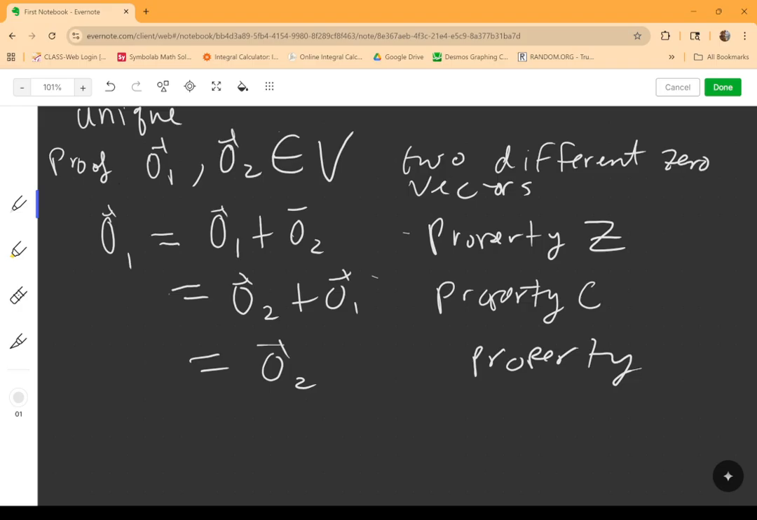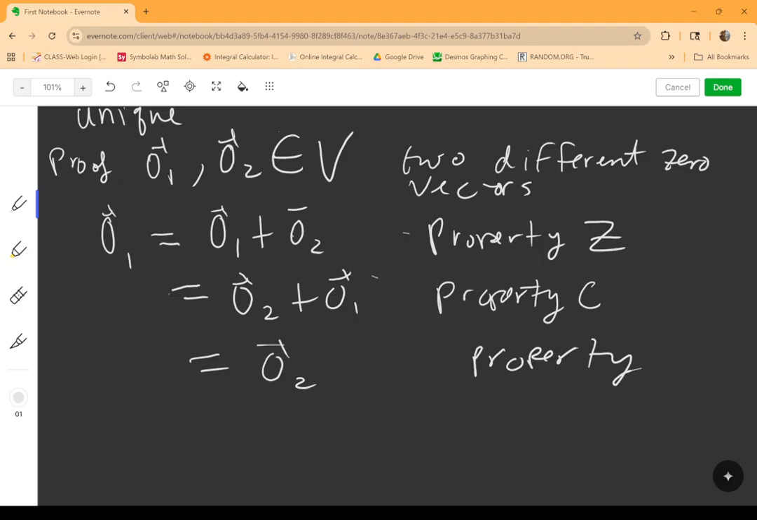Now again, it might seem trivial, but it's good to work through this and understand in the background that this applies to any vector space. Once you've identified a zero vector, that's it. There is only one. There is no other one.